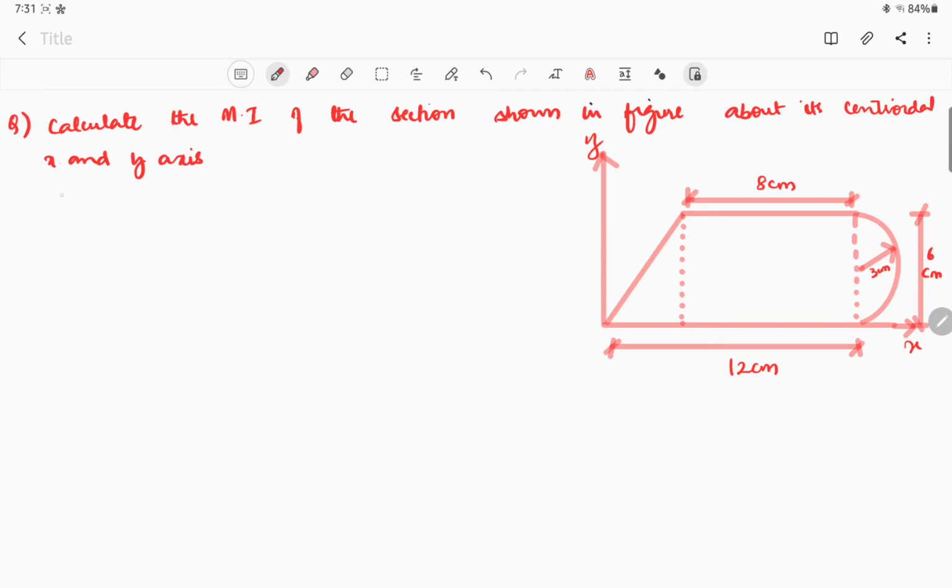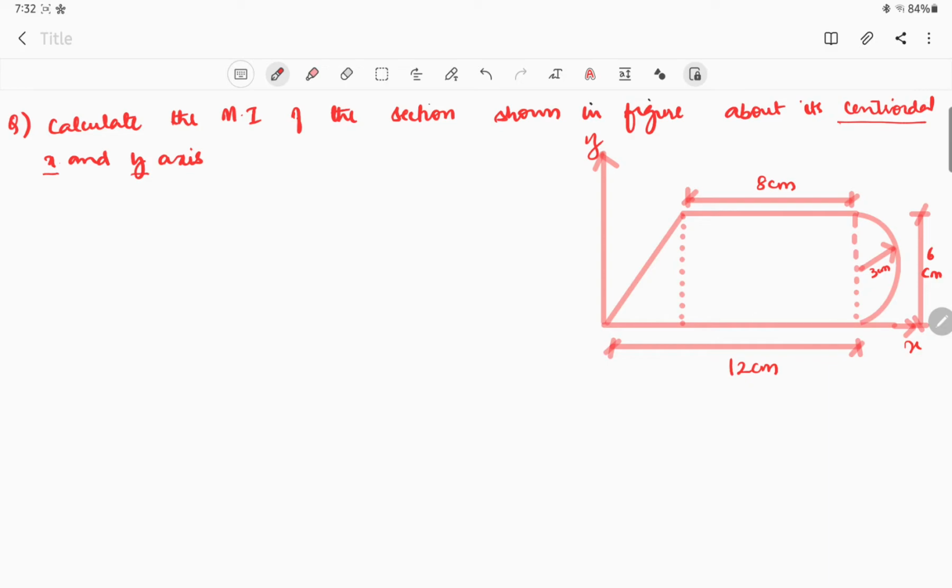Okay, in this figure he is asking us to calculate moment of inertia about x axis as well as y axis. And if you see the figure carefully, the figure is neither symmetric about x axis, nor symmetric about y axis. So what we will be doing here, we have to calculate moment of inertia about x and y axis separately, with respect to centroidal x and y axis.